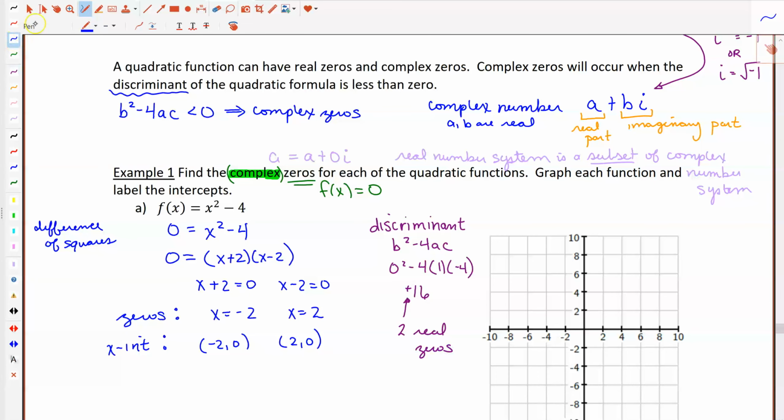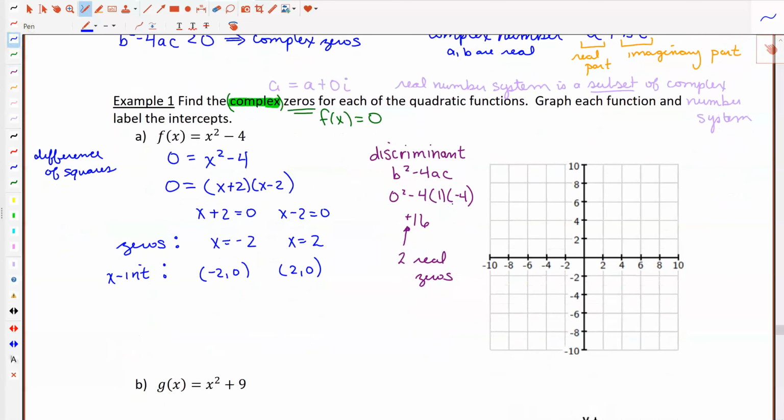Alright, so I've got my zeros, (-2, 0) and (2, 0) as my x-intercepts. Let's find the y-intercept. As a reminder, we're going to put 0 in for x, so I get x squared minus 4, which just gives me negative 4, so that's the ordered pair (0, -4). And then looking at this, that'll also be my vertex.